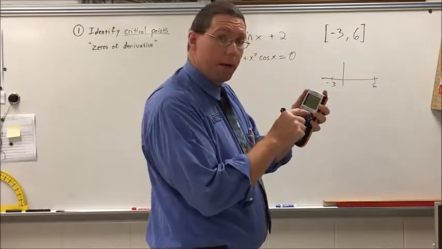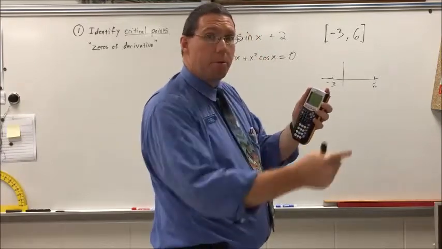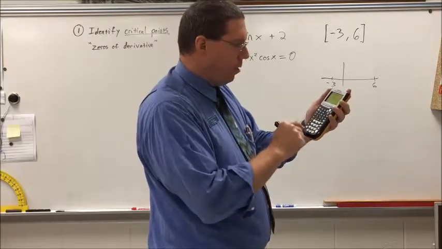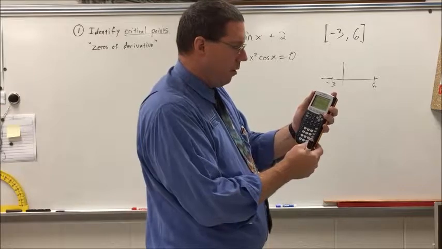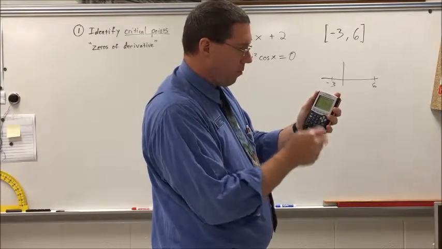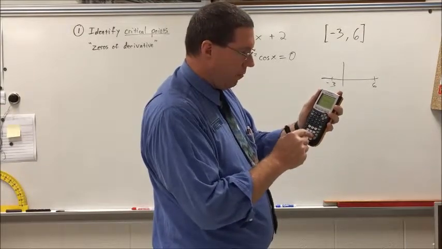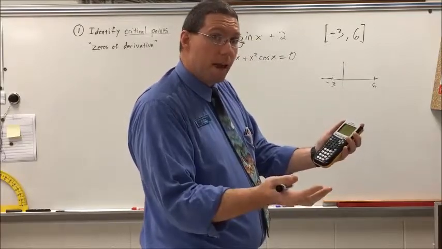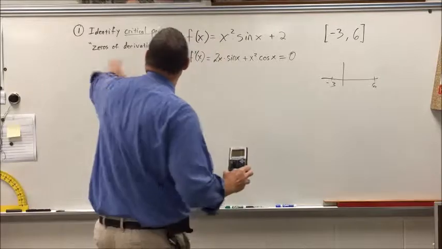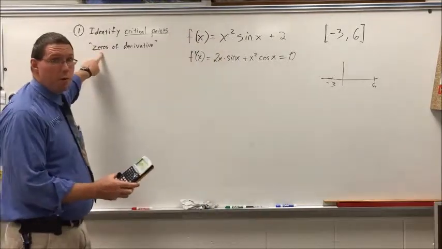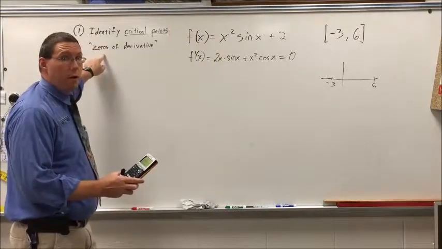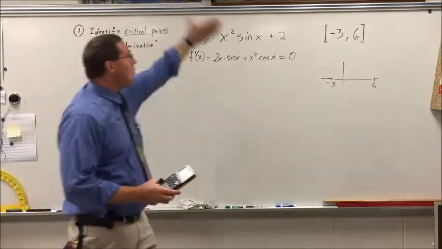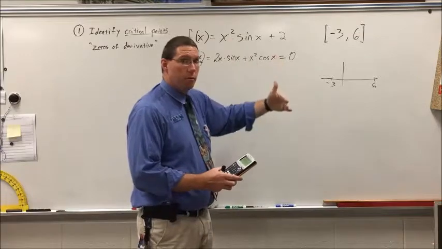So I'm going to hit the trace button. Trace allows me to put an x in, and it'll tell me what the y value is. So I hit trace and then 0 and then enter, and sure enough it says y equals 0. That means that's one of my zeros. The zeros of a derivative aren't where x equals 0, it's where y equals 0. We want to know what x values will make the output of this equal 0.